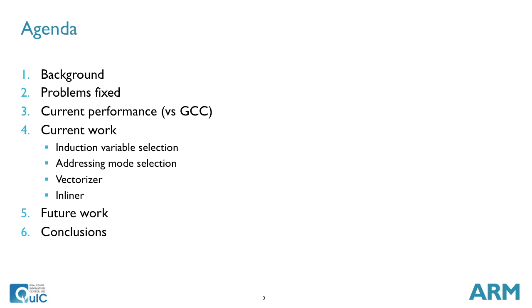So the agenda for today, I'm going to talk about some background, give you some context of what we've been doing. I'm going to give you a quick overview of some of the problems that we've fixed already, and then talk about our current performance as we perceive it versus GCC for ARM64. And then I'm going to give a bit of overview of stuff that we're doing at the moment, so a couple of specific issues that we're fixing. I'm going to give a very dumb macro 30,000-foot view of the vectorizer and how that's performing. And then I'm going to hand over to Anna, who's going to talk, hopefully in some detail, about the Inliner and future directions there.